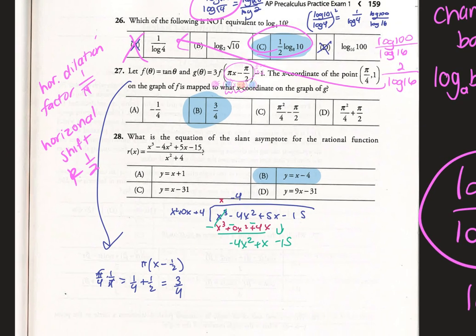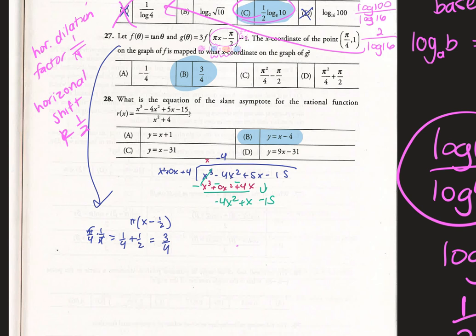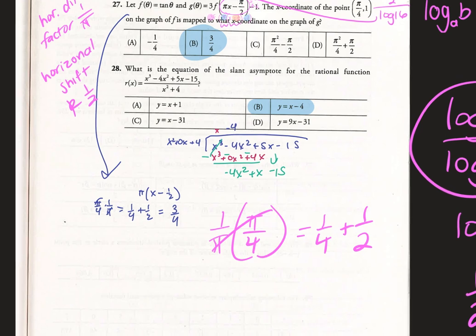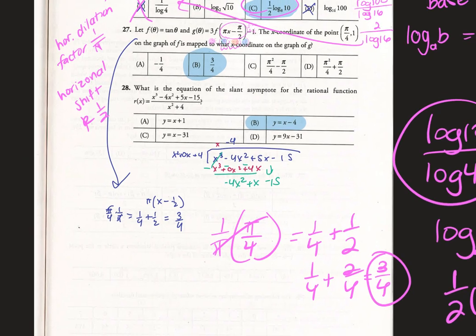So the coordinate point, pi over 4, 1, you're looking at the x. So I took pi over 4. I multiplied it times 1 over pi because you do your stretch first. I got 1/4. And then I added 1/2. And that's 1/4 plus 2/4, which is 3/4. All right. Because it said the x coordinate. Yep, if it said the y, I would have worried about my vertical stretch and shift up or down.